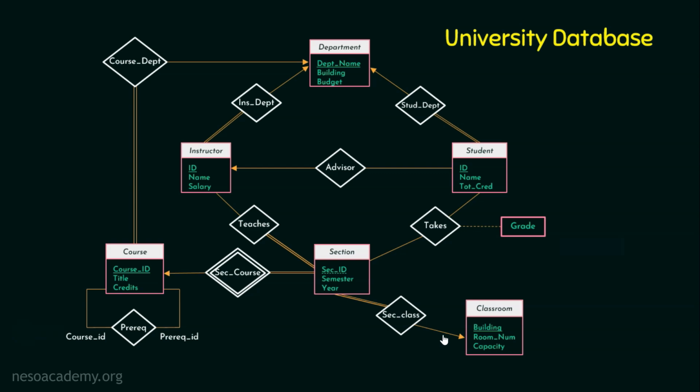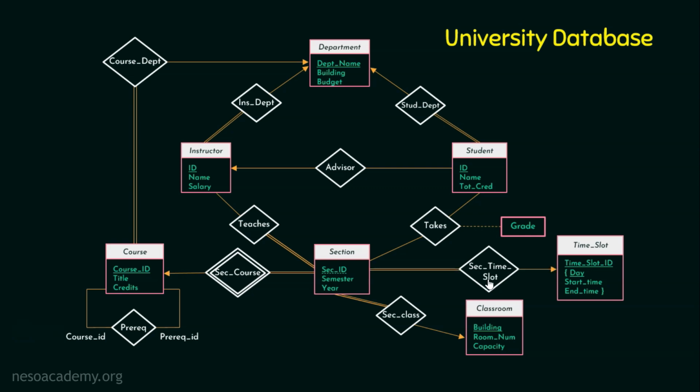Now let's bring in another entity, the time slot, where time slot ID is a primary key attribute which is described by other composite attributes: day, start time, and end time. As I mentioned, these are all requirements based. How is this time slot associated with a specific section? Through the section time slot relationship, and what kind of relationship is it? It is a total participation with a one-to-many relationship. I hope things are clear to you.